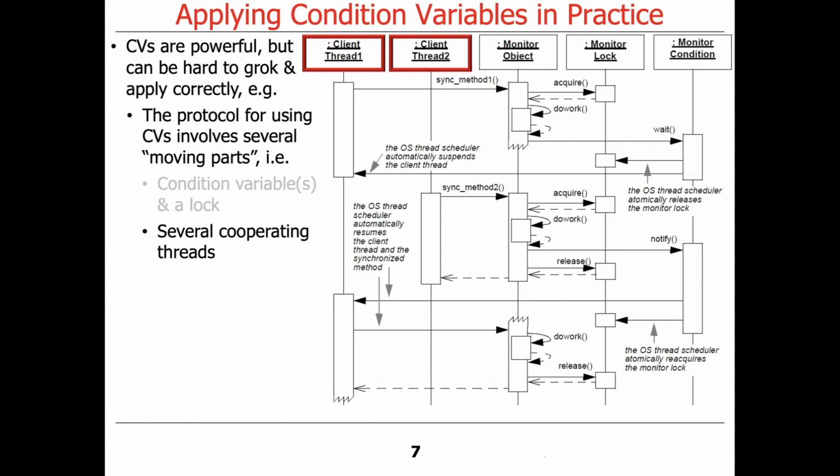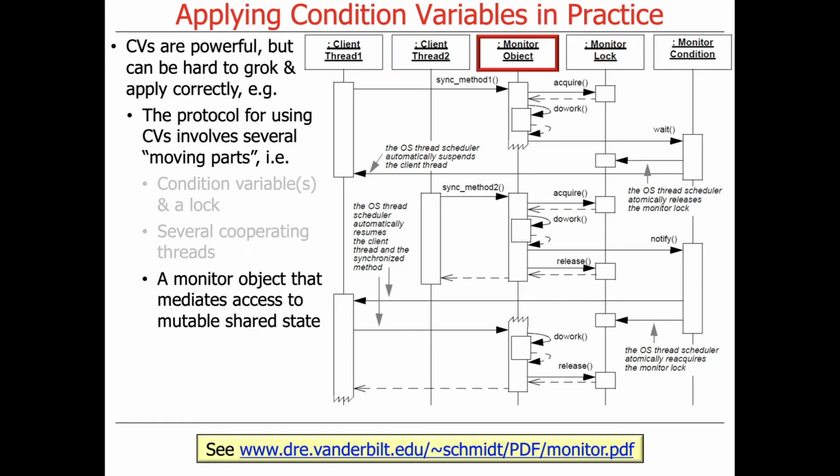And there are also several cooperating threads. In this case, we have two, but we could have more than two. So without loss of generality, we can have multiple conditions, and we can have multiple client threads. Also, and this will probably come towards the end of the course, you can have situations where you have multiple locks as well. We'll talk about that too, but that's less common.